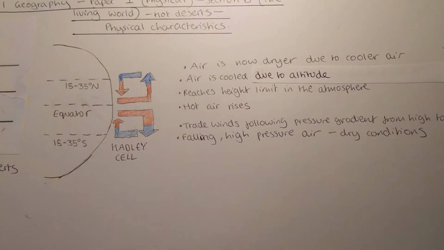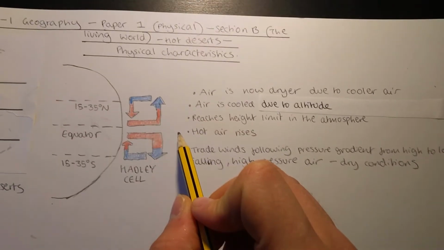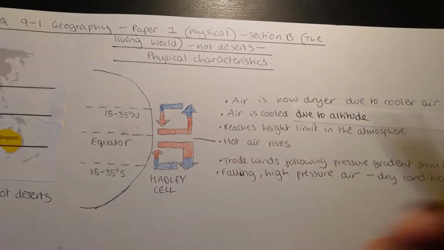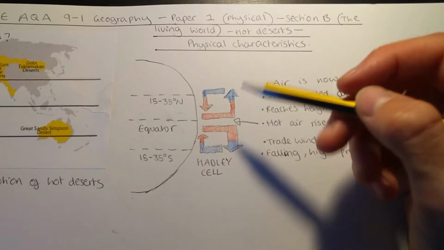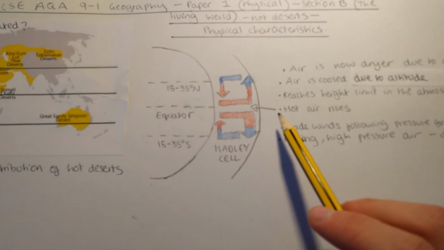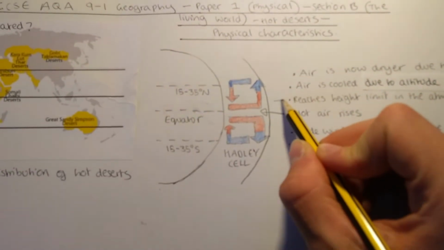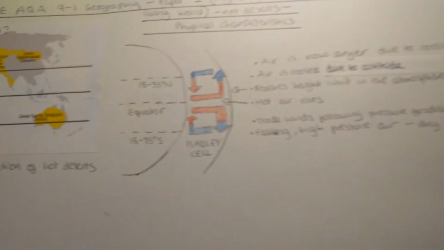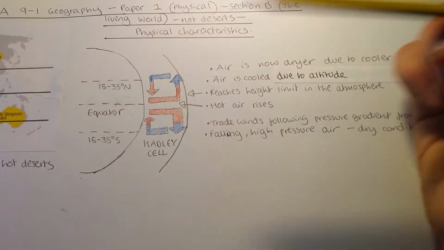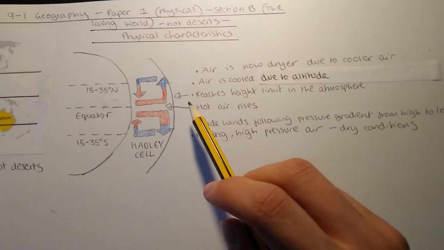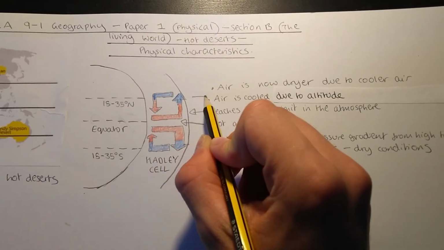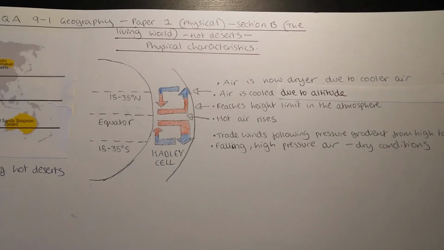So, this is the process of the Hadley cell. First of all, hot air rises. This here is the hot air rising, because as we know, hot air rises. However, the hot air can only reach a certain limit in the atmosphere, which I'll just draw on here. Once it's reached this limit, it can't go any higher. So this is it reaching its limit. Now it's reached its limit in the atmosphere, it is pushed either north or south. Once it's pushed north or south, the air becomes cooled due to the high altitude that it's in. So here's the air becoming cooled.